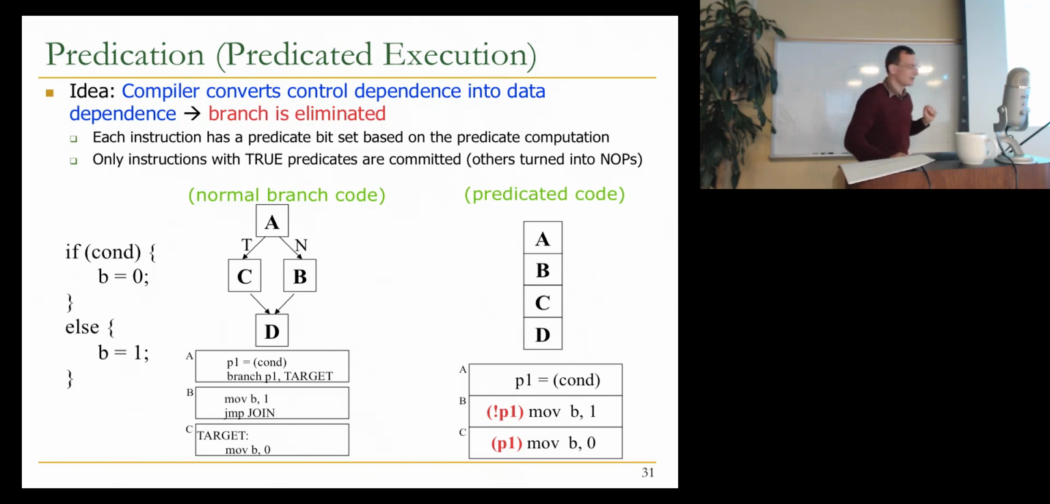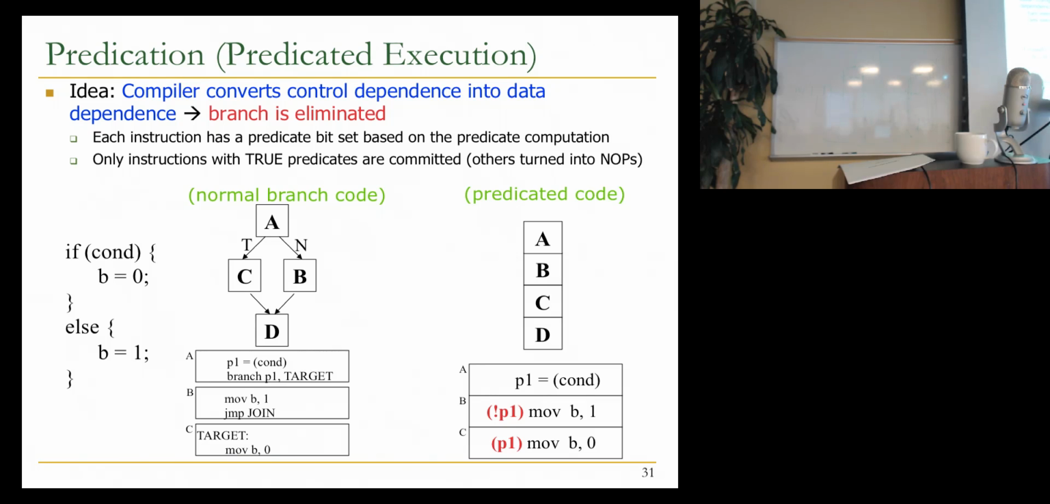Let's take a look at this very simple piece of code, if then else. If condition is true, then B set to 0, else B set to 1. And this is the control flow graph for normal branch code with branches. Basically, you set the predicate into a register. Let's assume that it's a general purpose register based on the condition, and then you check the condition. If the condition is true, you jump to the target, otherwise you go to the default fall through path, right? And the fall through path moves 1 into B, and then you have an unconditional jump to avoid the target. And then the target moves 0 into B and then goes into the merge point. This is called a merge point.